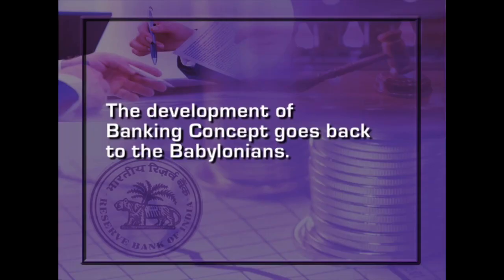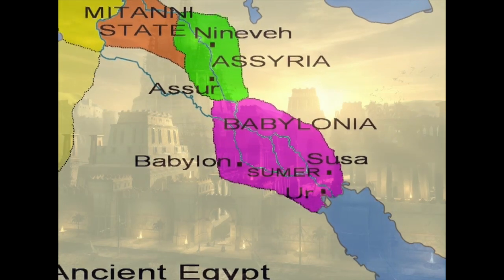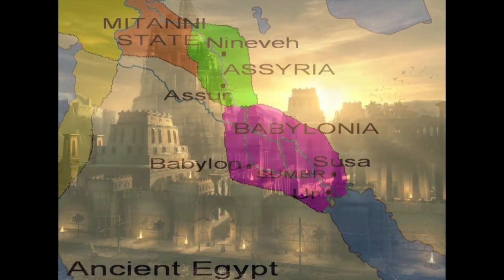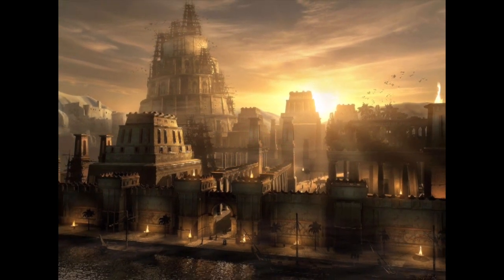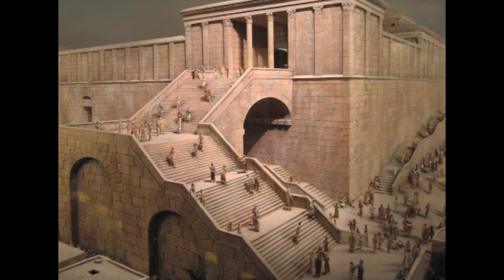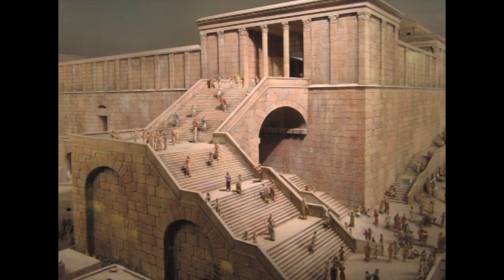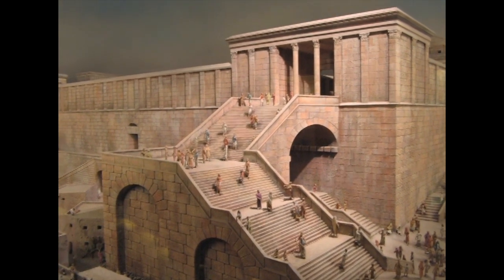The development of the banking concept goes back to the Babylonians. The Babylonians are stated to have developed the banking system in 2000 BC. The practice was that the people used to deposit their money and various valuables with the temples. The Romans and Mohammedans resorted to lending but prohibited charging of interest on money borrowing, treating it as a sin.